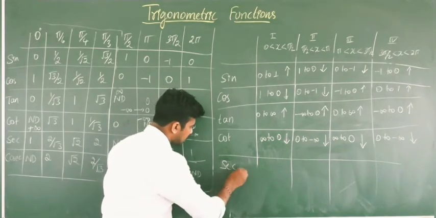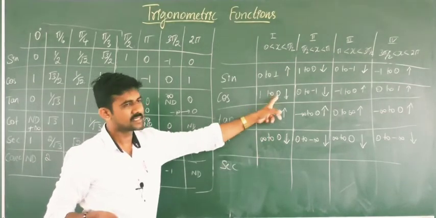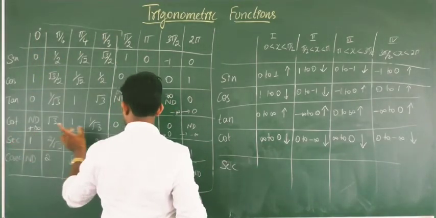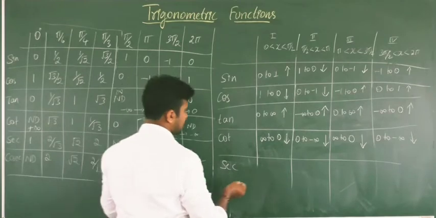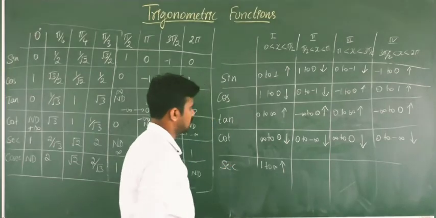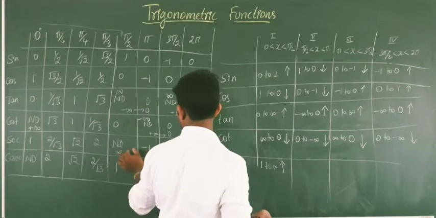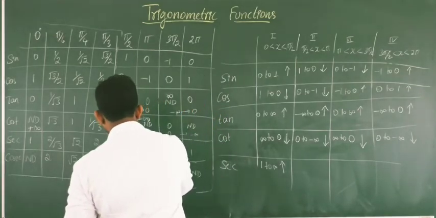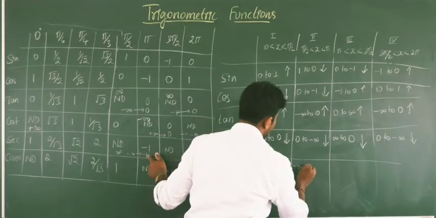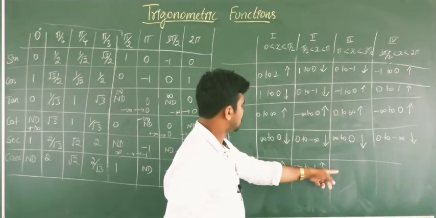Okay, after that the secant function, it is the reciprocal of cos. So 1 by 1 is 1, 1 by 0 is infinity. So in the first quadrant, 1 to infinity, plus infinity, it is increasing. That is the secant function. And in the second quadrant, we'll get the value, see, minus infinity to minus 1. Minus infinity to minus 1, that is increasing.